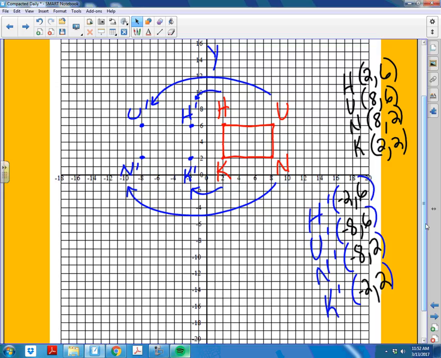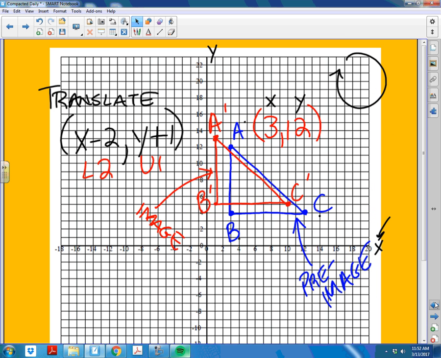Which means that a lot of times, like even on our translation, did we really need to have the image in order to apply that translation rule? Do you know where I know A prime is? What's the ordered pair for A prime? 1, 13. Now, how many of you went 1, 13, and how many of you simply plugged in the x here and the y here? That's a better way to do it.